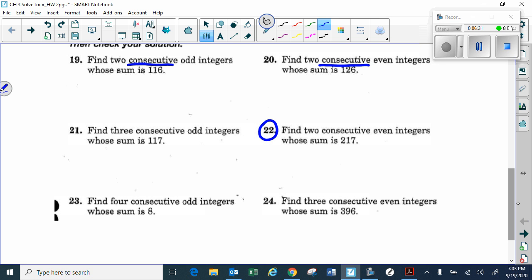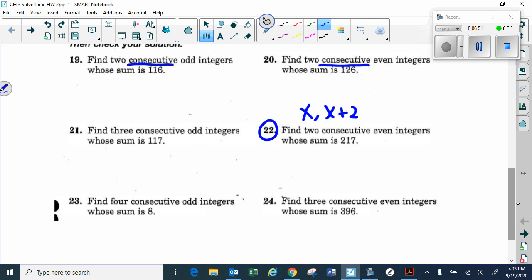I'm talking about consecutive even integers: 2, 4, 6, 8. Right in order. So find two consecutive even integers. Well, if the first integer is x, how do I get to the next even integer? I add 2 to it. So like we just said, if I start with 2, the next one is 4.